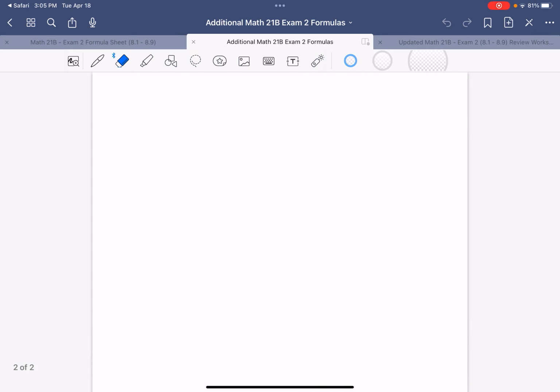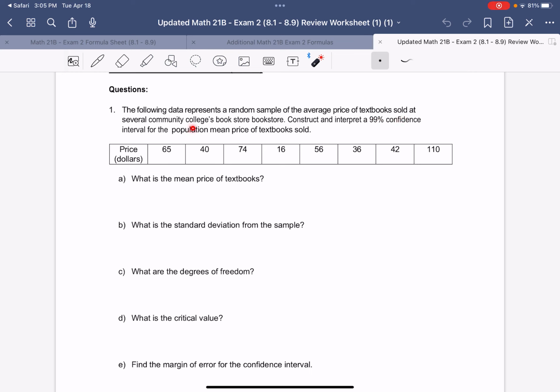Okay, so number 1. The following data represents a random sample of the average price of textbooks sold at several community colleges' bookstores. Construct and interpret a 99% confidence interval for the population mean price of textbooks sold.